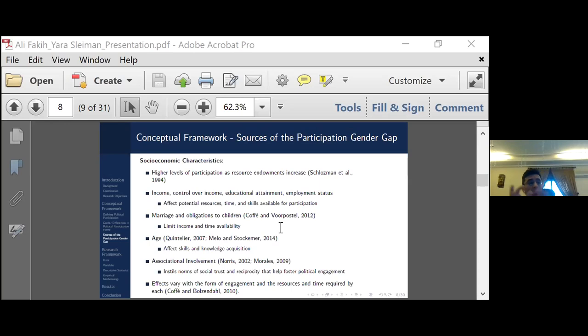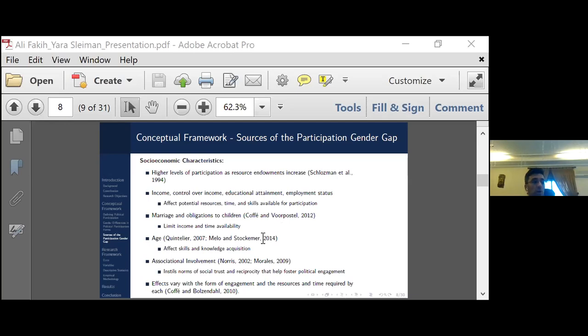And basically, sources of participation with the gender gap. Now I'm trying to formulate the theoretical insights or argument for the selection of our covariates. Starting with socioeconomic resources or characteristics, higher levels of participation come as resource endowment increases. Income and control over income, education, and employment status may affect potential resources, time, and the skills available for participation, increasing the gap and allowing men to participate more. We include marriage and age, for instance, which affect skills and knowledge acquisition that will be higher for elderly workers and will create this gap compared to the young generation.